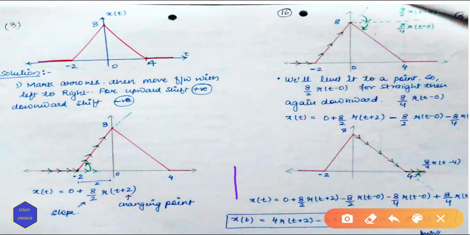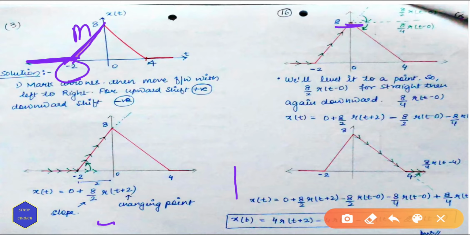Now we have a totally ramp signal. Moving from minus 2, that is from the left side, it is making a positive shift, that is upward shift. So it is 8 by 2, which is equal to the slope m. So 8 by 2 we have 4 of r(t plus 2). Why t plus 2? Because it is in the left side. So t plus 2. If it was on the right side, then it would have been t minus 2.